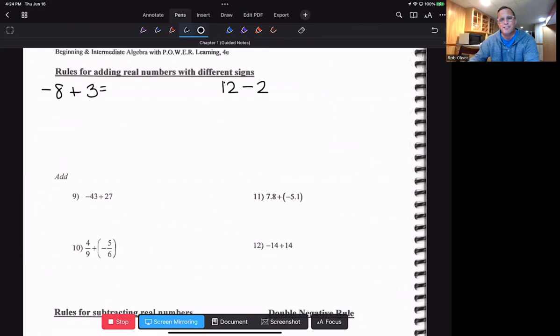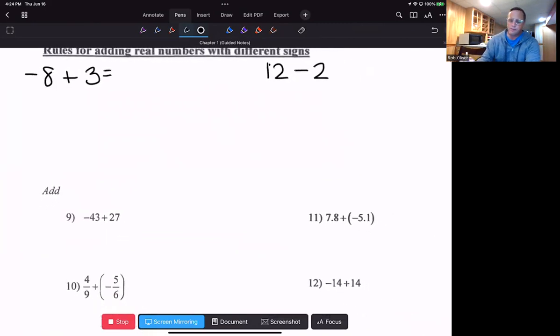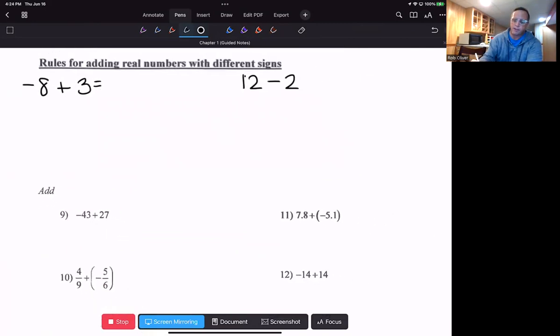Now, both those problems have different signs if you really think about it. Let's focus on the negative 8 plus 3 here. They have different signs. Obviously, the 8 is negative, and the positive is the 3. So when you have negative 8 plus 3, and this is really important that you understand fully, when you add or subtract different signs, you find the difference, okay? So that's what you want to do.